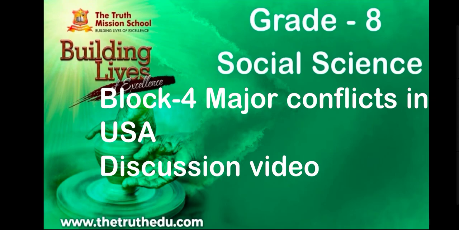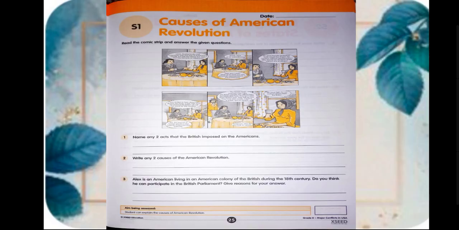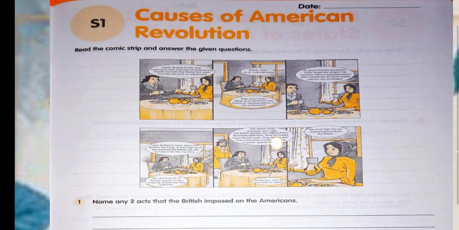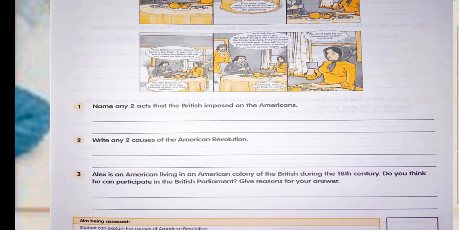revision or discussion. Here is the, as I told you, to read the comic strip and you need to answer these questions. So, name two acts that British imposed on Americans. Might be you have written and any two causes of the American Revolution. So you can write any of the two causes of your choice.